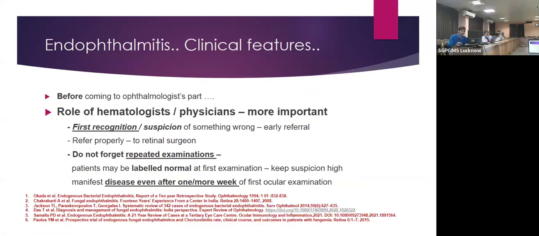Since the patient is under your care, your role, and I will discuss the ophthalmologist part of care later, but hematologists' and physicians' roles are very important in the diagnosis of these cases. How? Because you are the first to recognize something is not good, something is bad. You are the first to become suspicious of something wrong, and this will result in early referral. And whenever you refer, please refer properly. You demand, you ensure it must be referred to a retinal surgeon, not a general ophthalmologist. Otherwise diagnosis may be delayed, or it may be misdiagnosed for a long time.